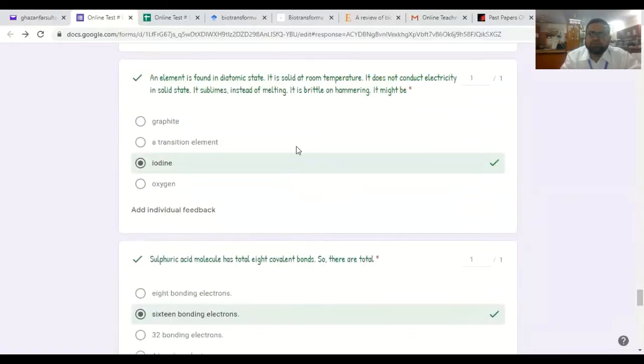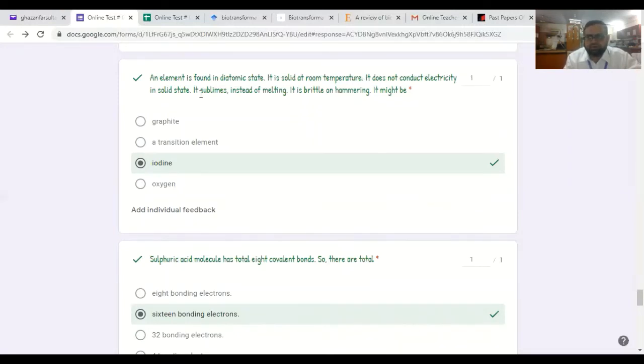An element is found in diatomic state. Which elements are found in diatomic state? All the halogens: chlorine, bromine, iodine, and also oxygen, hydrogen, nitrogen. These are the elements which are found in diatomic state. Now, it is solid at room temperature. So remember that among all these diatomic molecules, only iodine is solid at room temperature.